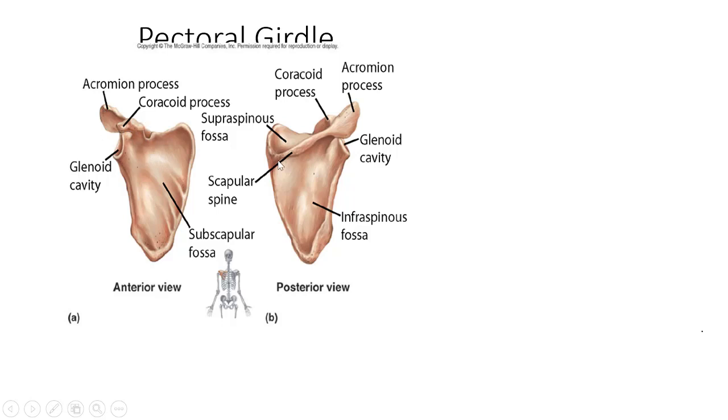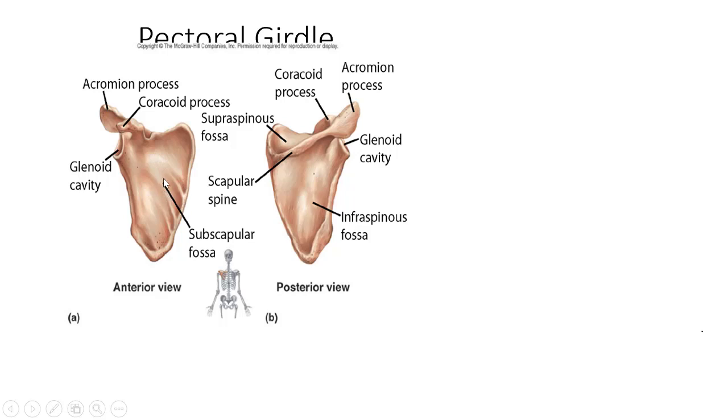We have 3 borders in these bones: superior, lateral, and medial. The glenoid cavity is a landmark you find. Here is the lateral border because the glenoid cavity articulates with the humerus bone. So this is the lateral border and this is the medial border.